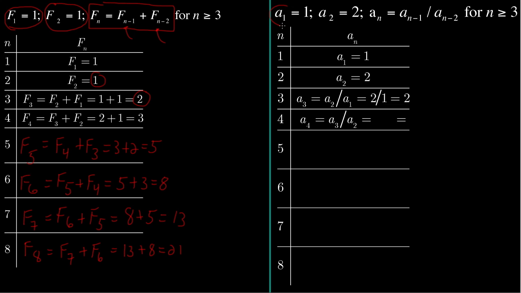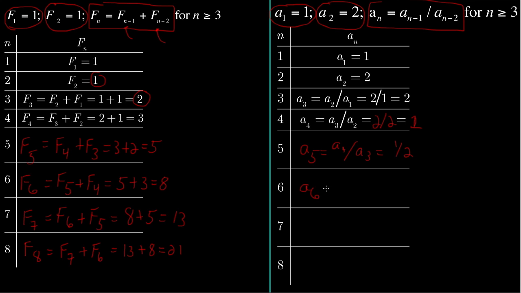Similar example is not a famous sequence, but the first term is given as 1, the second term is given as 2, and then subsequent terms are defined as the ratio of 1 step back divided by 2 steps back. So again, the first and the second terms are given to us. The third term is the second divided by the first, which is 2 divided by 1, which is 2. The fourth term is defined as the third divided by the second, which is 2 divided by 2, producing 1. The fifth term is the fourth divided by the third, which is going to produce 1 divided by 2.